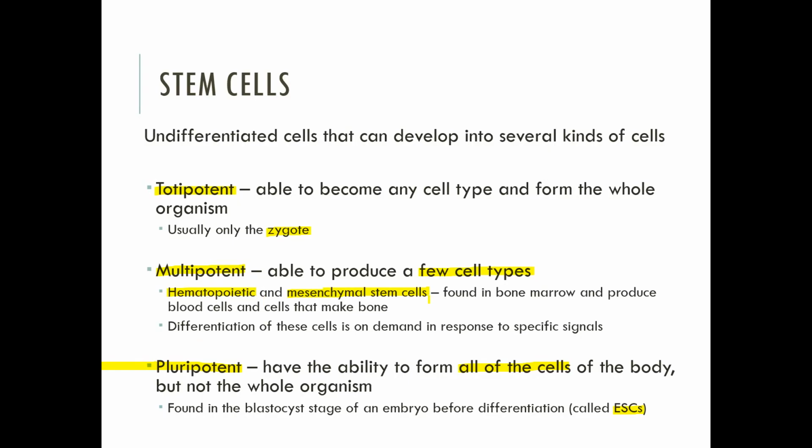So in terms of stem cells, totipotent have the most potential. They can become totally anything, including the whole organism. Pluripotent are next in potential. They can become pretty much any cell type, but they could not become the whole organism. And then multipotent can become a few cell types. So of the three, they have the least potential.